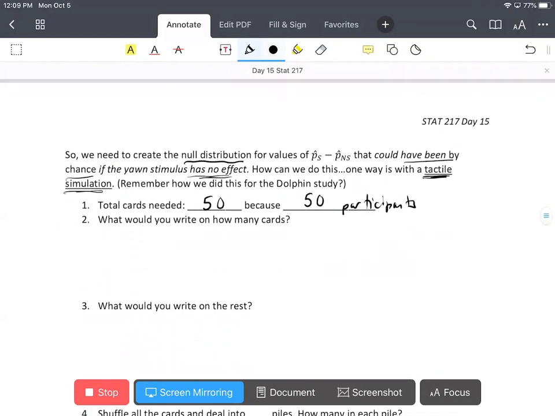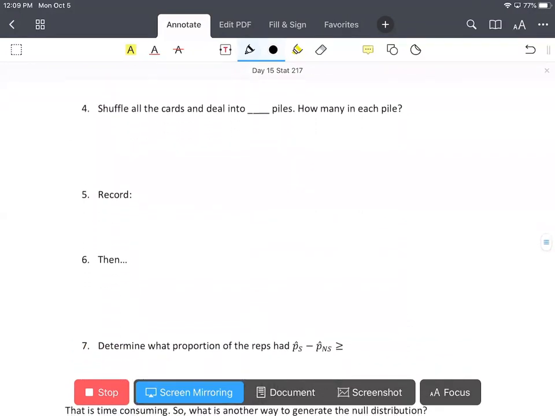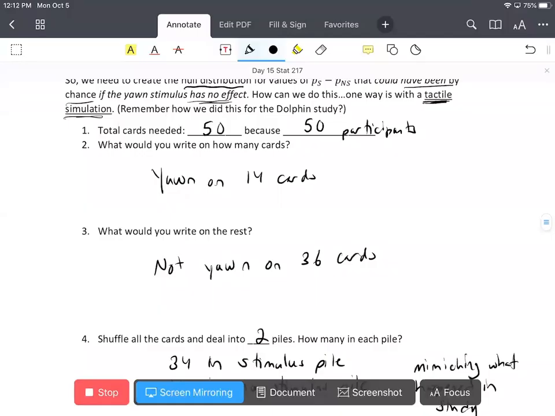What would you write on how many cards? Once again, I would like you to pause and take a minute and see if you can write out 2 through 7. Okay, so hopefully what you did is, what would you write on how many cards? You could do this either way. You could have written 3 under 2 and 2s under 3s. Either way, it would be fine.